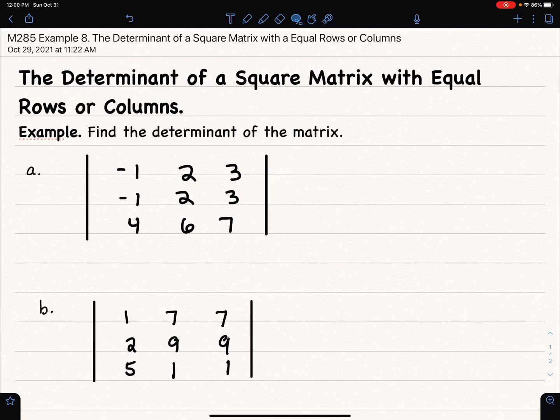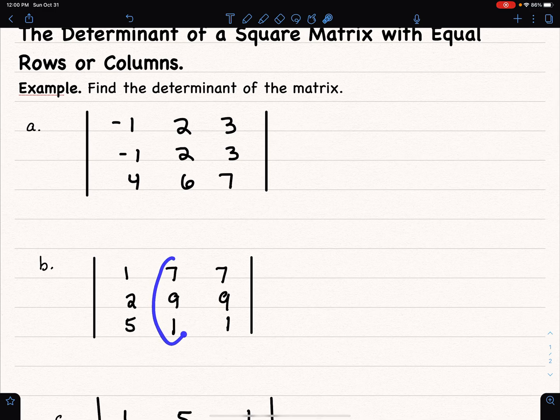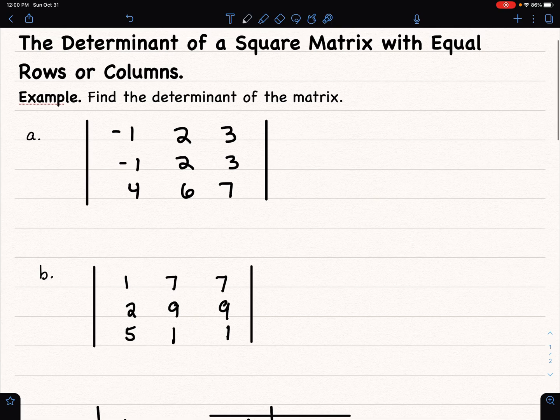Hello, in this video we're going to talk about square matrices that have either a row or column that are equal to each other. So for example, in this very first one, I see the first row is, in this example A, the first row I have is -1, 2, 3, and the second row is -1, 2, 3. They're both the same. Or B, 791, 791, those are both the same columns. And now we move on to this fact.